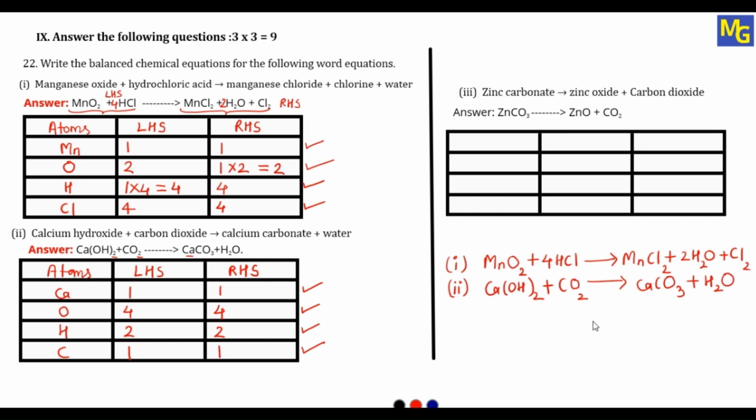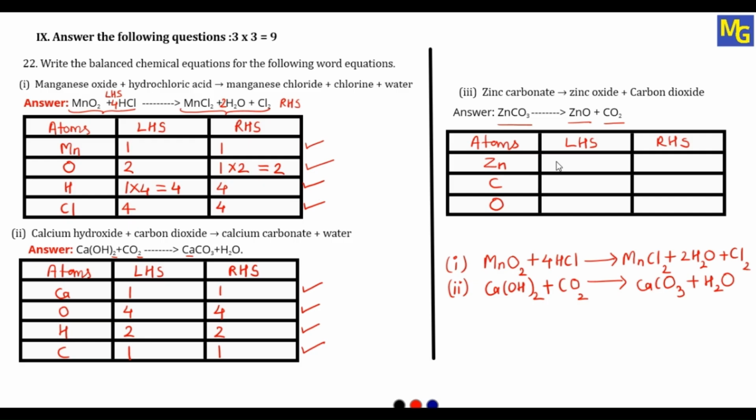We'll move with the third one, that is zinc carbonate gives zinc oxide plus carbon dioxide. Convert this into a symbolic form. Zinc carbonate is ZnCO3. Zinc oxide is ZnO and carbon dioxide is CO2. So write down all the atoms in the table. So atoms, this is LHS and this side it is RHS. So write down atom, we have zinc, we have carbon and we have oxygen.